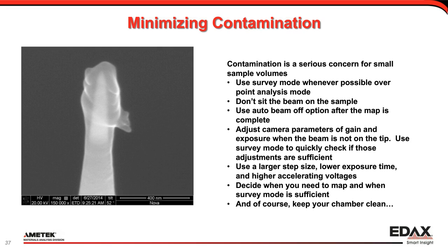And probably the most important tip is to decide when you need to map and when you don't need to map. So maybe survey mode is sufficient to see the position of the grain boundary within your sample, and you don't need to collect a full map. Of course, for publication purposes, you may want to have a nice map with a small step size, but again, that may contaminate your sample more. And of course, always keep your chamber clean by regular plasma treatments.